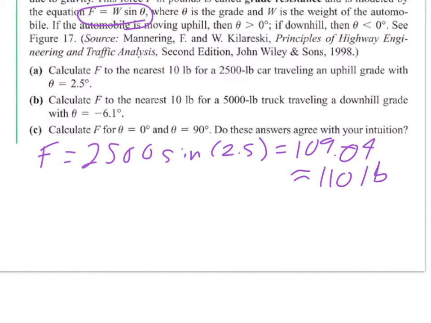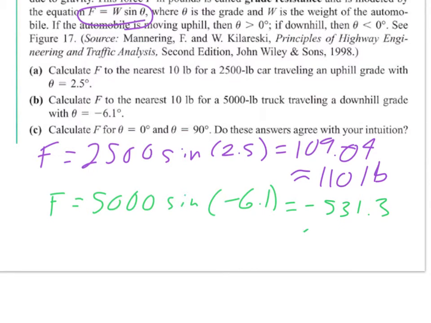For the next problem, we want to calculate F again, this time for a 5,000 pound truck traveling a downhill grade with theta of negative 6.1 degrees. So again, changes a couple of our values. We type that into the calculator and see what we get. We come up with negative 531.3 pounds, so approximately negative 530 pounds of force. Negative meaning that's actually pushing the car forward, not pulling against it.